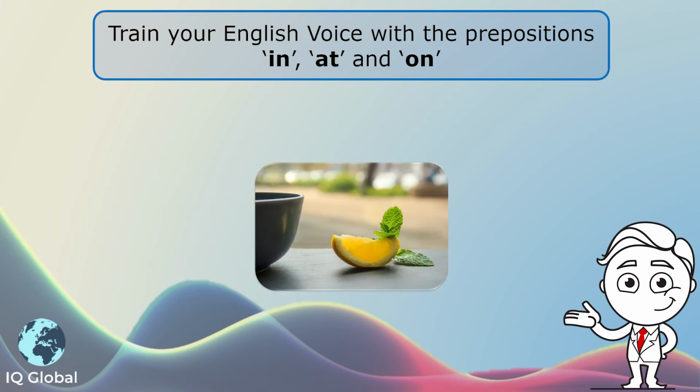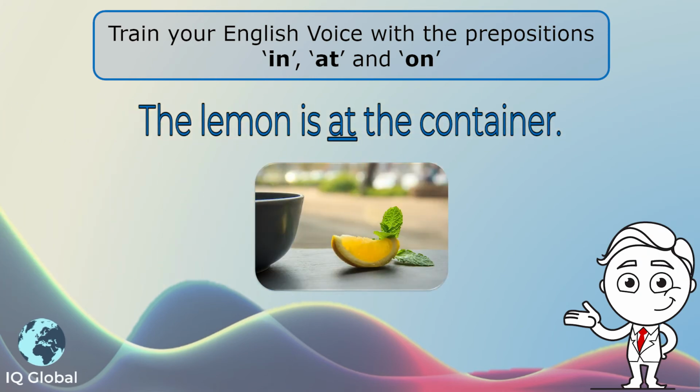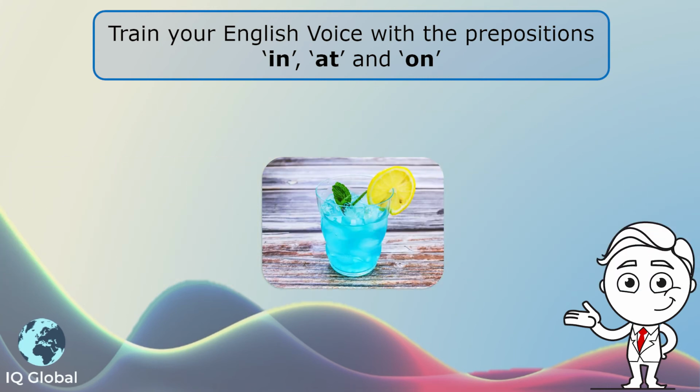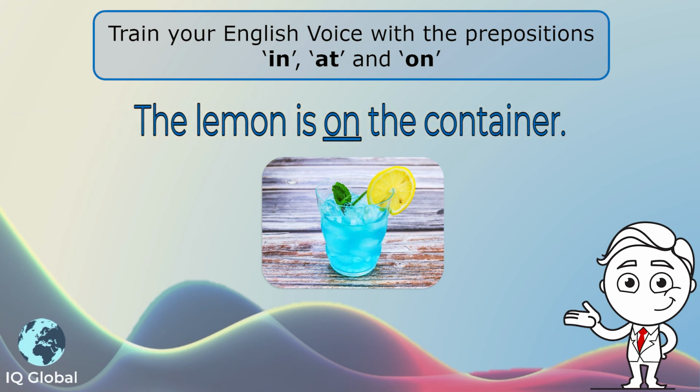Where is the lemon? It's at the container. It's not in, it's at the container. Where is the lemon? The lemon is on the container. That is the position of the object.